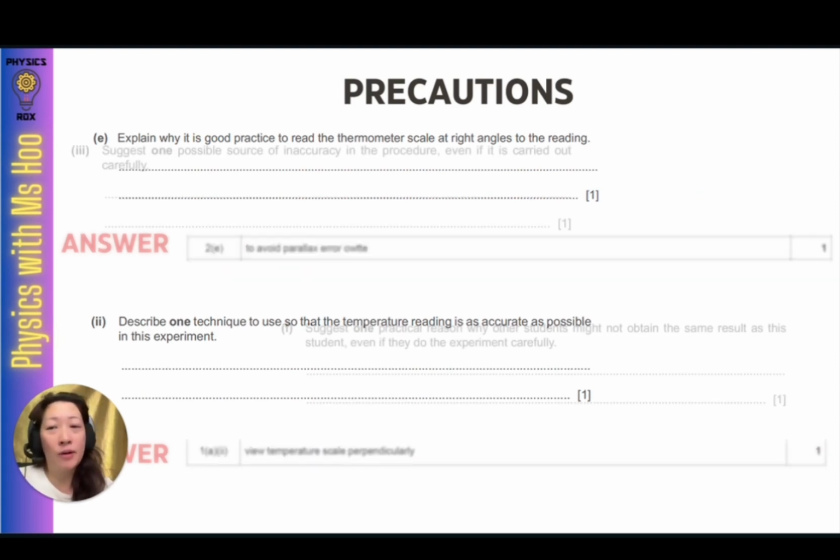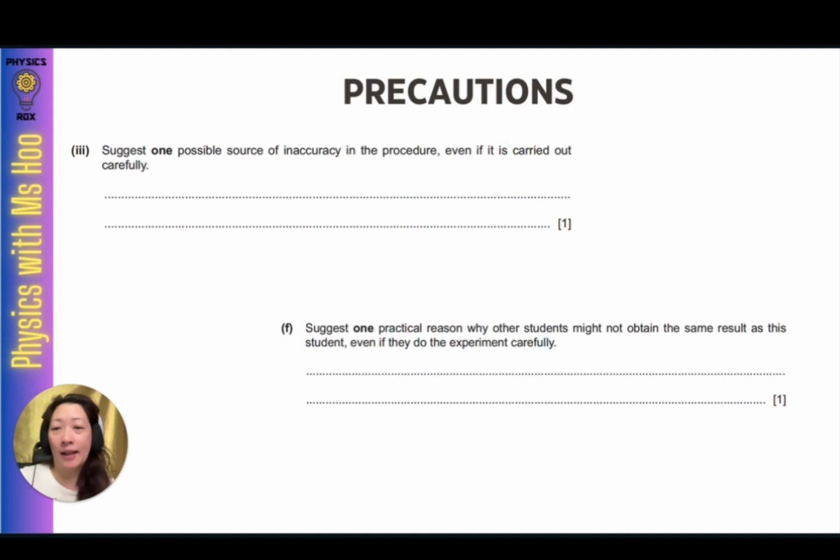Now besides this kind of precautions, you could also come across questions like these. Suggest one possible source of inaccuracy in the procedure even if it is carried out carefully. Or they could phrase it this way. Suggest one practical reason why other students might not obtain the same result as this student even if they do the experiment carefully. So you can see that in both questions, they mention that the experiments are carried out carefully. So these are not referring to errors in execution. That means there is no human error, for example, a parallax error. So these kind of questions are actually asking about problems within the method of the experiment.